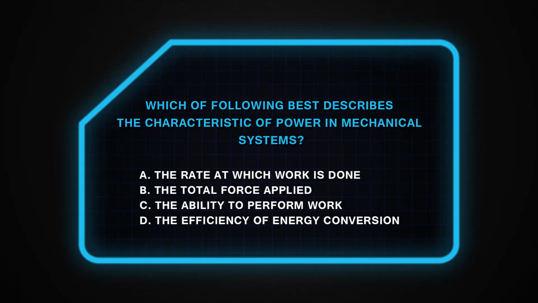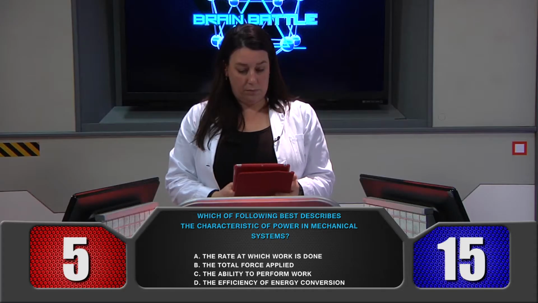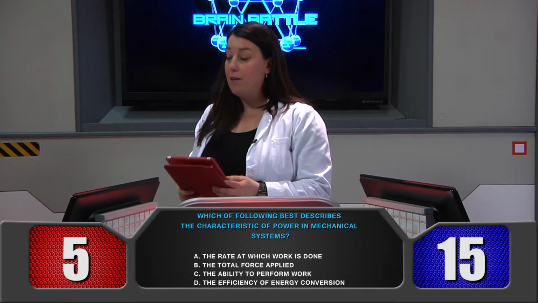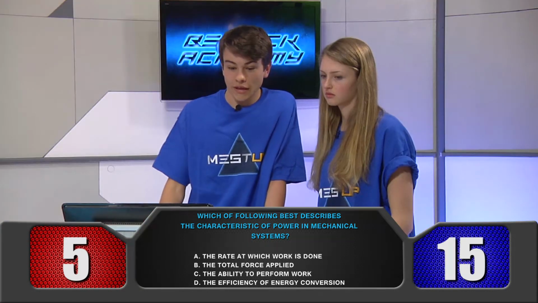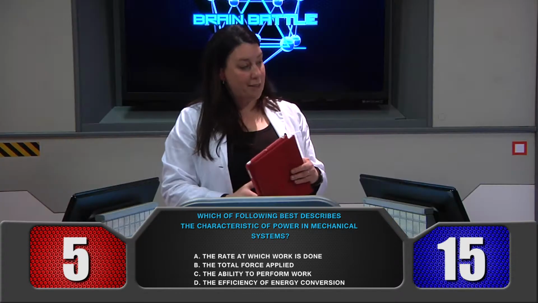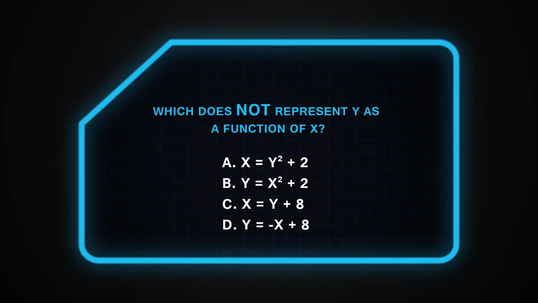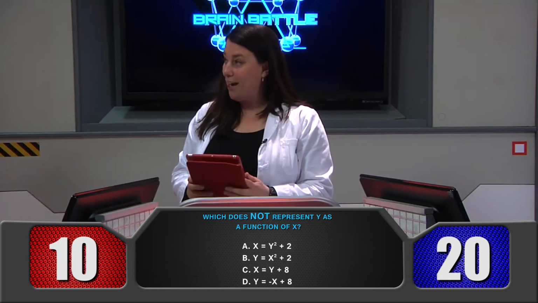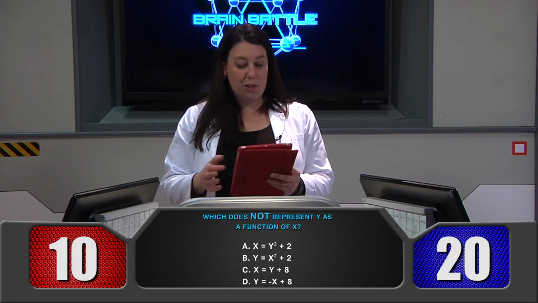Question 7. Which of the following best describes the characteristic of power in mechanical systems? Red team. B, the total force applied. Incorrect. Blue team. A, the rate at which work is done. That is correct. Question 8. Which does not represent y as a function of x? Red team. A, x equals y squared plus 2. That is correct.